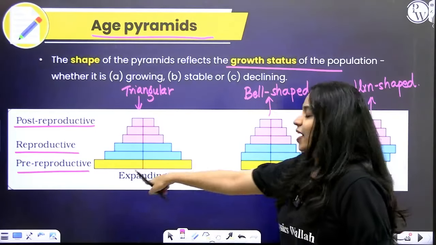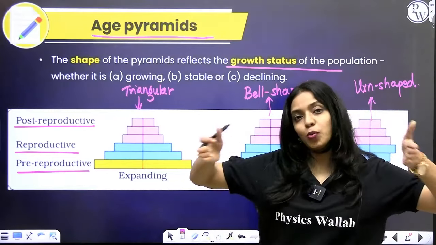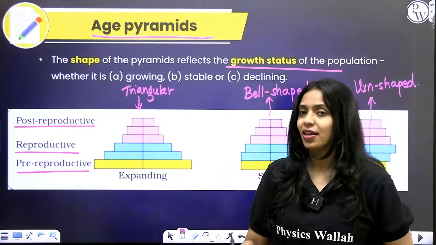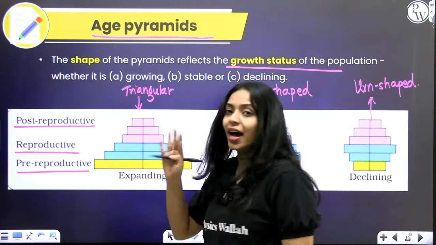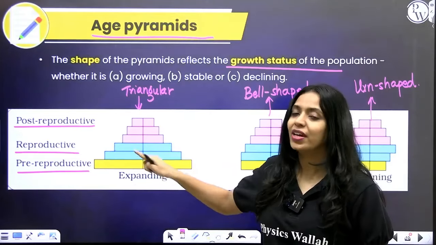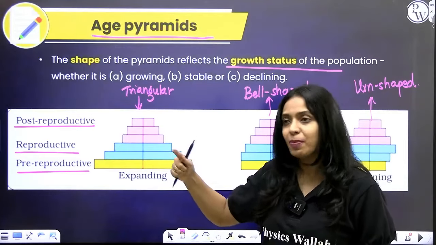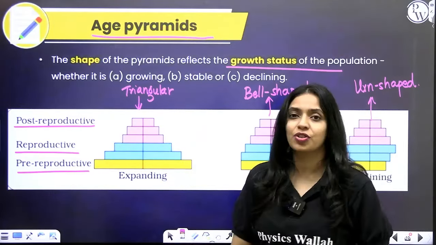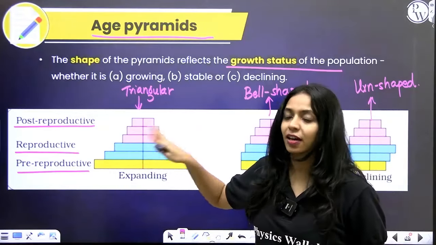So in the triangular age pyramid, the bottommost bar is going to be the widest. That's why it appears like a triangle. What does this indicate? Pre-reproductive individuals are the highest in number. That means they've not yet gained the reproductive ability. Very soon they're going to gain it, start reproducing, make babies. And as a result, the population is going to expand, grow much larger than it currently is.